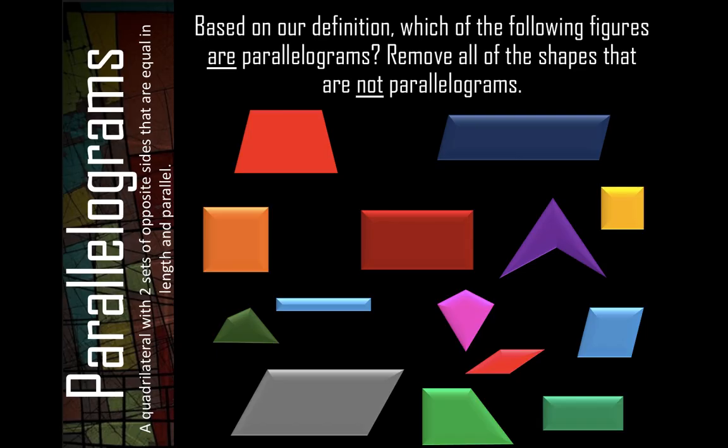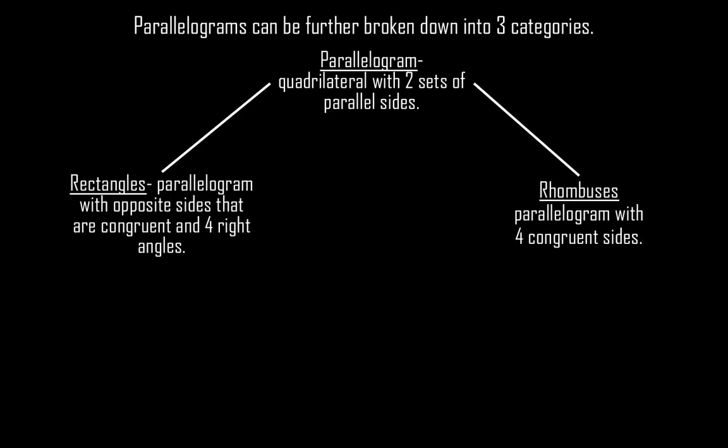So a parallelogram, like I said, has 2 sets of opposite sides. We're going to skip through this because we already did it. But parallelograms can be broken down into either rectangles or rhombuses. So a parallelogram with opposite sides that are congruent or equal and have 4 right angles are known as rectangles. Now, the difference between rectangle and rhombus is a rhombus is a parallelogram with just 4 congruent sides. It does not have those 4 right angles. So that is going to be the difference between those 2.